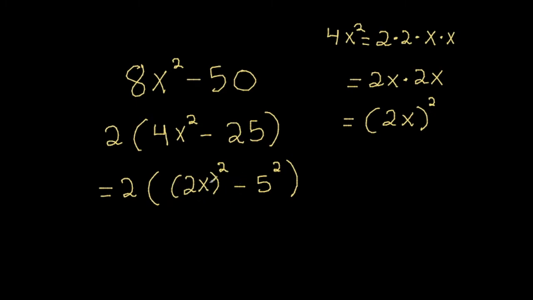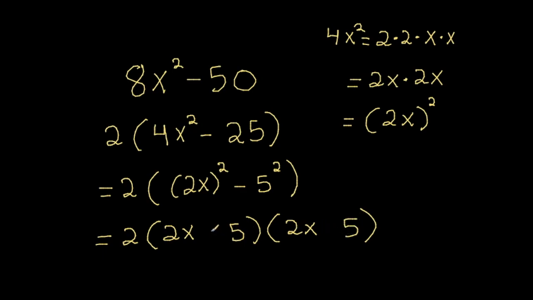So now this comes in a form that we know how to factorize. Let's factorize this further. So 2 times, now we open up 2 sets of brackets, and we ask ourselves, what is the first term that's being squared? It's 2x. So I'm going to put a 2x here and a 2x here. And what's the next number that's being squared? It's the 5. So I'm going to put a 5 here and a 5 here. In one of the expressions, I'm going to put a plus, the other one a minus, and that is it. We have successfully factorized 8x squared minus 50.